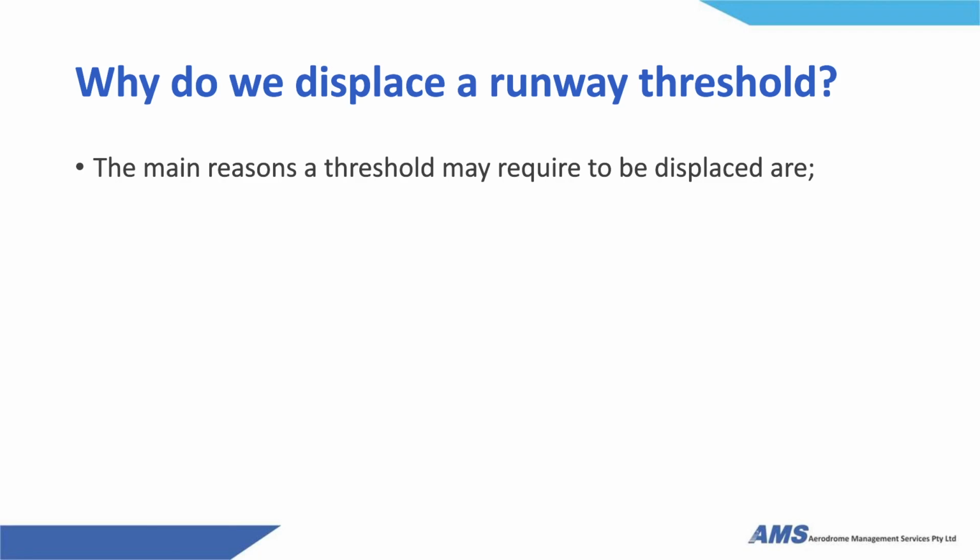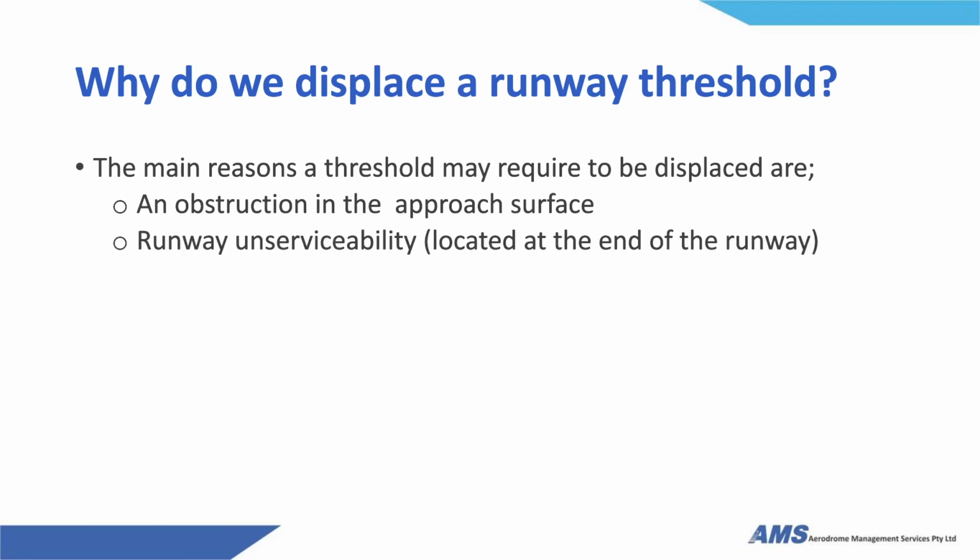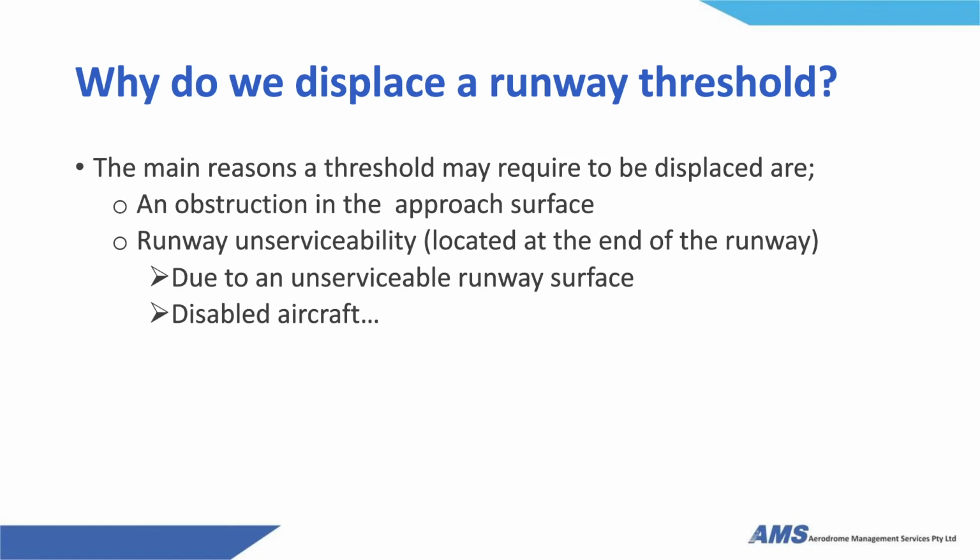The main reasons a threshold may be required to be displaced are an obstruction in the approach surface, or a runway unserviceability. Now, this runway unserviceability has to be located at the end of the runway for us to carry out a displaced threshold. The runway unserviceability could be due to an unserviceable runway surface or a disabled aircraft located at the end of the runway.